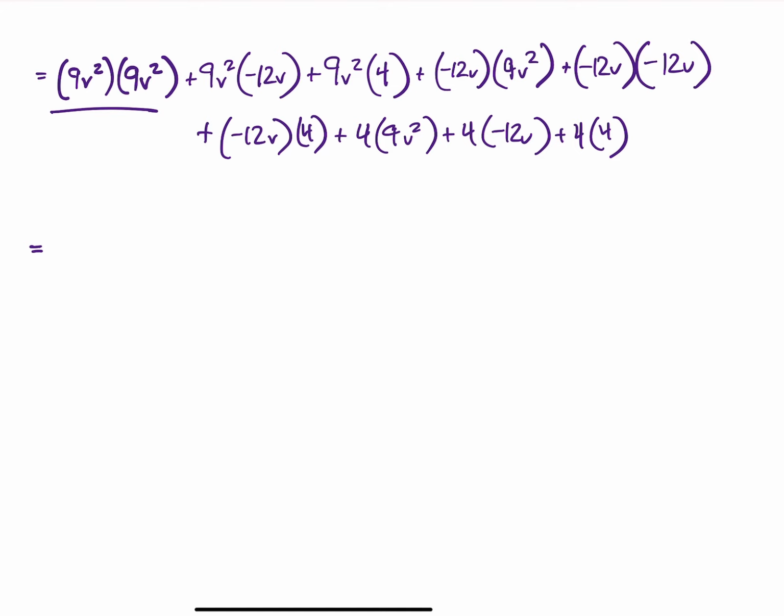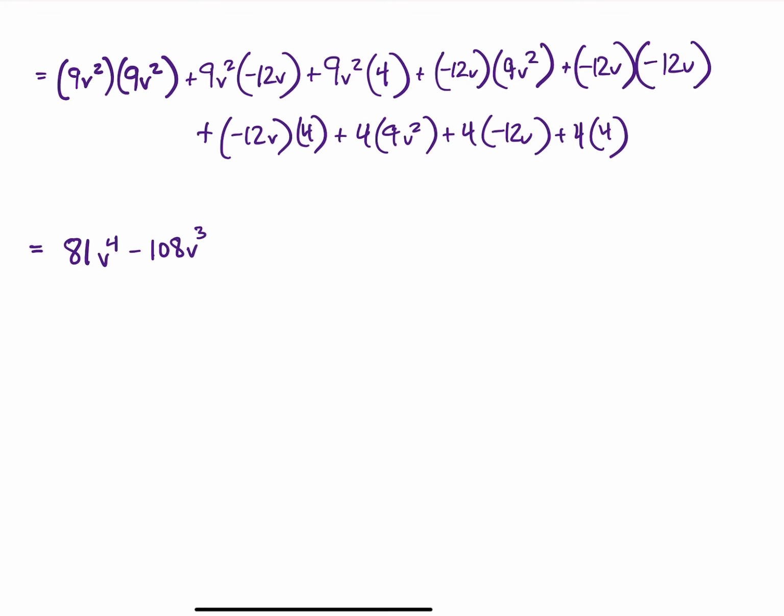So now first we'll get our 81v to the 4th power, like what we had a second ago. 9 times 9 is 81. V squared times v squared is v to the 4th. Then our second term should be negative. We have 9 times negative 12. So that will be minus 108 v cubed, because we have v squared times v to the 1st power.